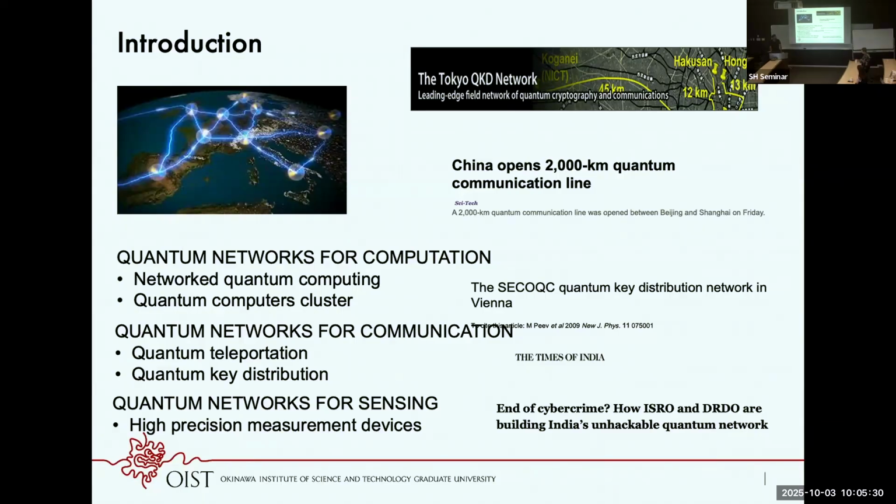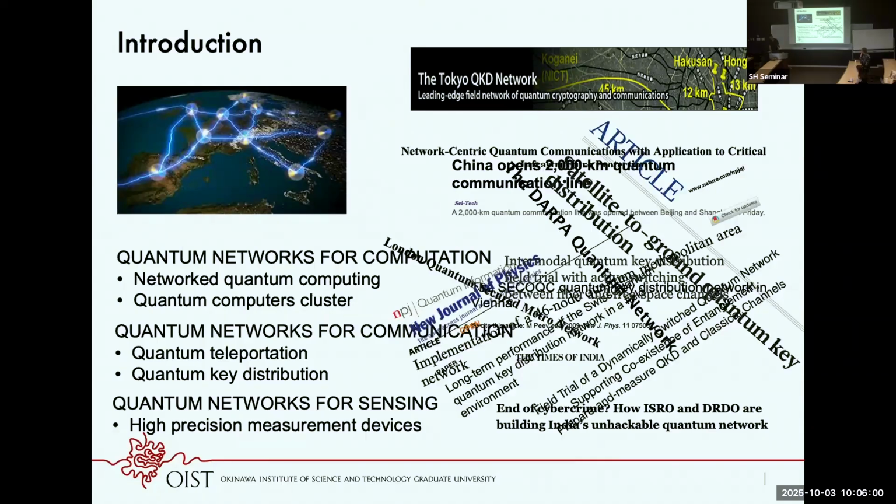On the right side of this slide, you can see there have already been some implementations of very small networks, for example the Tokyo QKD network, and then one in China, these 2,000 kilometers, I think, connecting Beijing to Shanghai. Also in Europe, India, and basically everywhere in the world. This is just to show you that there is a very big interest in implementing this type of technology.